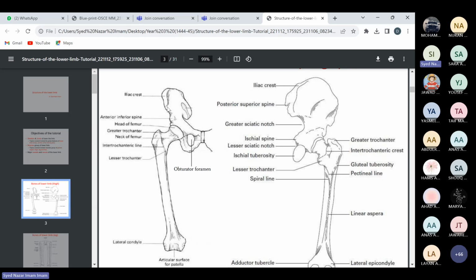This is the anterior superior iliac spine. So they'll give you the hip bone and ask you to identify this bony landmark. You have to say this is the anterior superior iliac spine. The next question will be what structures are attached to this? We have two important structures. One is your muscle of the anterior compartment, that is sartorius. This sartorius is attached to the anterior superior iliac spine.